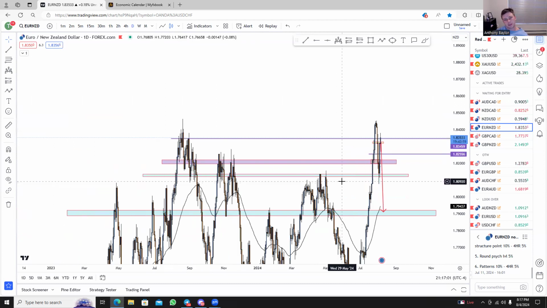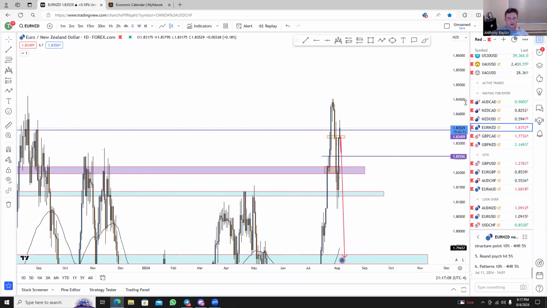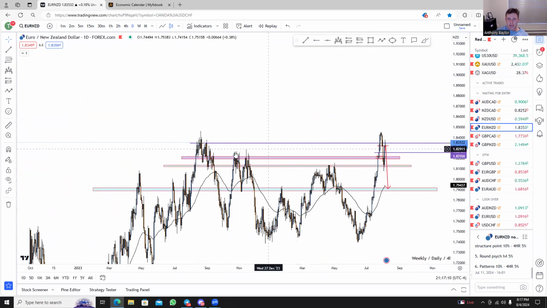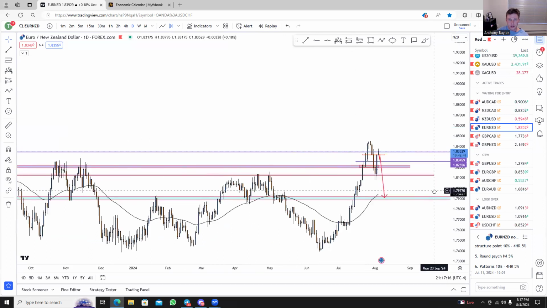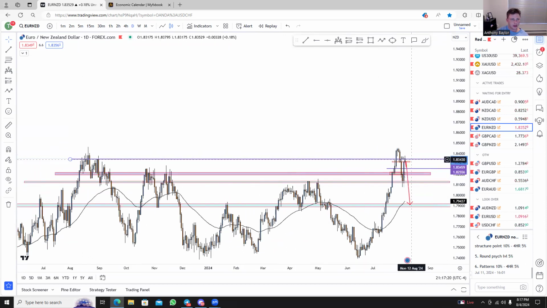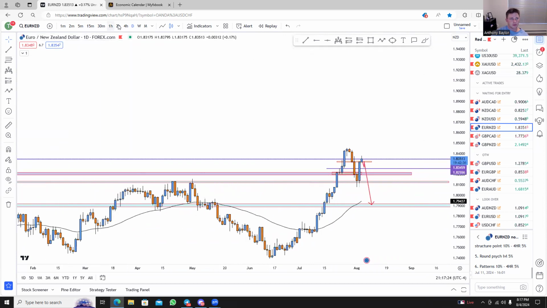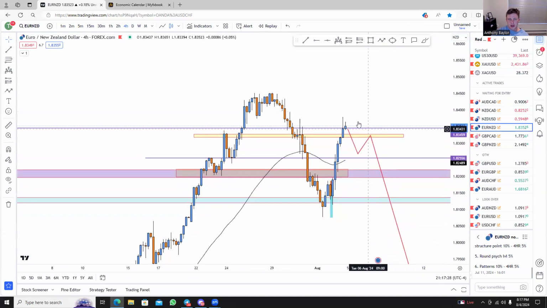My weeklies are blue, my dailies are purple, and my yellow boxes are my 4 hours. So I really don't like the looks this far back. But this area is pretty strong. We're way up here, and I can see this rejection. I want to see this break below our 4 hour zone here. Like I said before, there is a head and shoulders formation here.